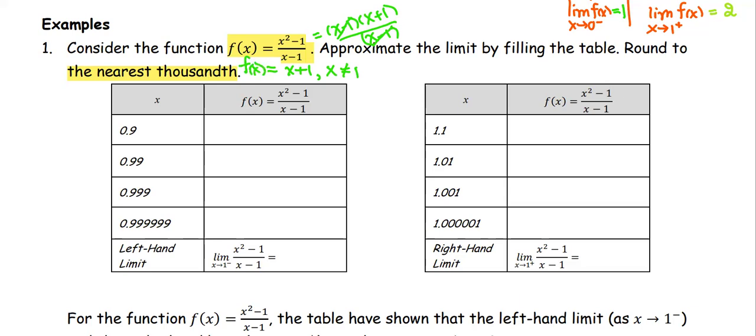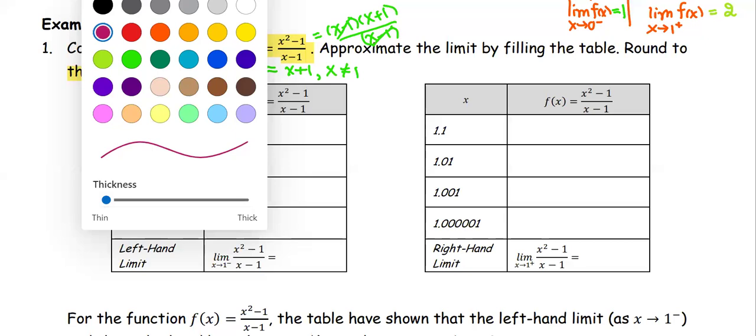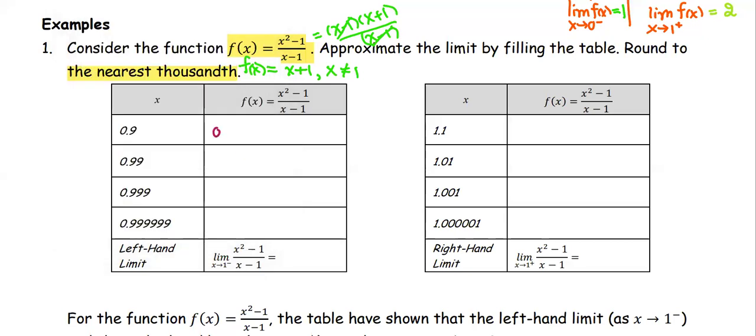Now we can compute the function value in the easiest way, as long as x is not 1. From the table, all the values provided are not 1, like 0.9, 0.99, 0.999, 0.999999. Here to the right side of the table, 1.1, 1.01, and so forth, they are not equal to 1. So we can just do the shortcut by adding 1 to x to get the function value for that particular x. Let's complete the table. If x is 0.9, 0.9 plus 1 becomes 1.9. And do the same way, 0.99 plus 1 equals 1.99. And the next, 1.999, 1.999999.